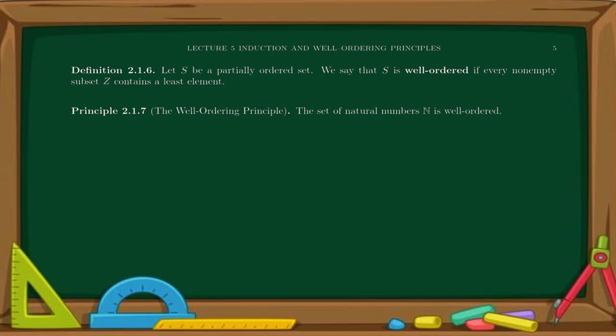This one's crafted a little bit differently. So let me first define what a well-ordered set is. First of all, let S be a partially ordered set. We will properly define this later on.